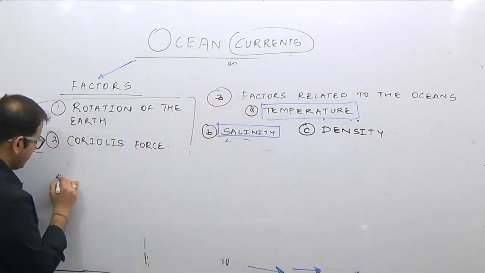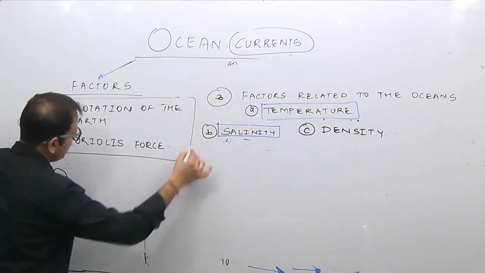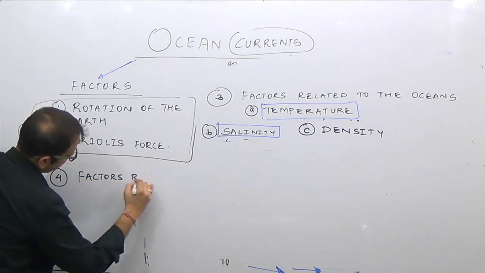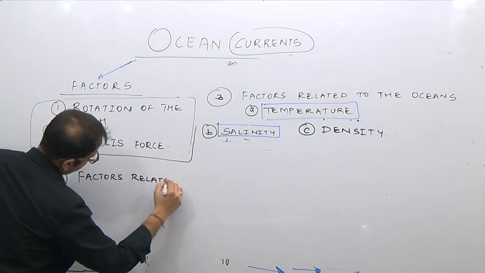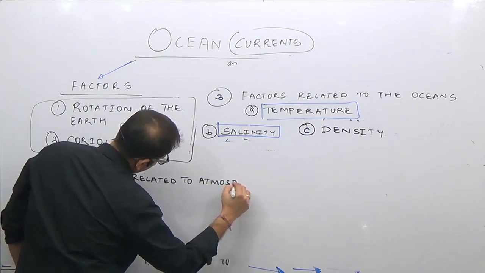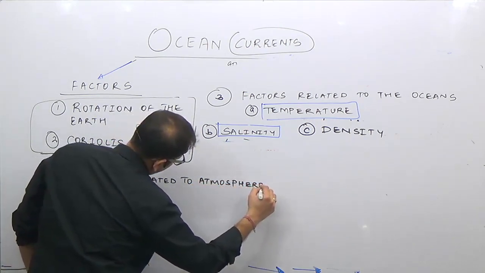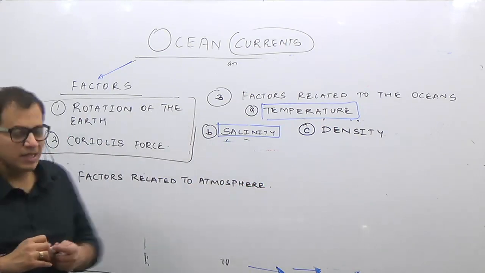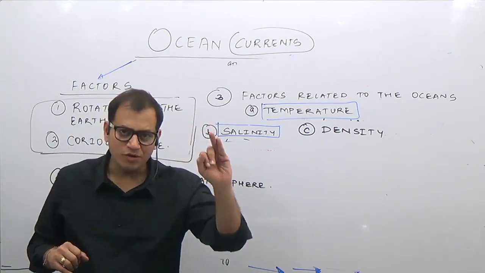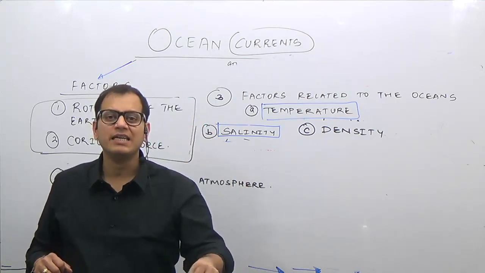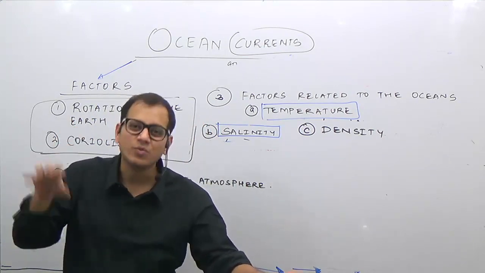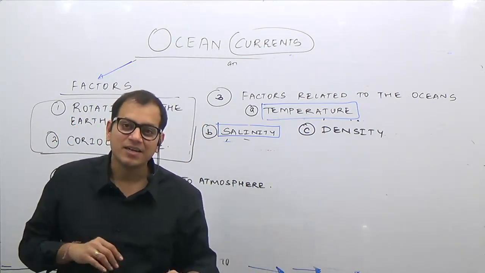The fourth factor is the factor which is related to the atmosphere. Now, what are the factors which are related to the atmosphere? Air pressure, winds, amount of rainfall. These are the factors which are related to the atmosphere. So, the amount of rainfall, evaporation, air pressure, winds are the factors related to the atmosphere.